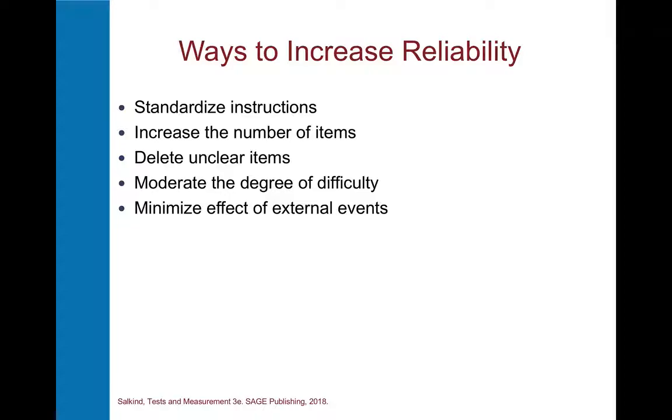So given how important reliability is, what can we do to decrease error and increase reliability? We want to make sure that the instructions are standardized across all settings, if at all possible. That would reduce your method error. You could increase the number of items or observations, because the larger the sample from the universe of behaviors that you are trying to investigate, the more likely the sample is to be representative and reliable.